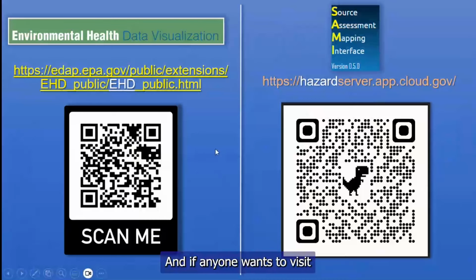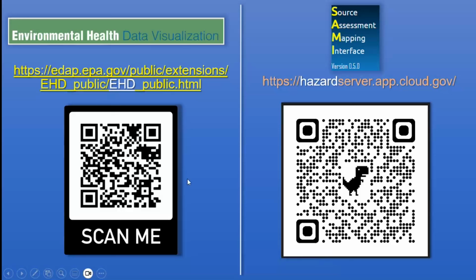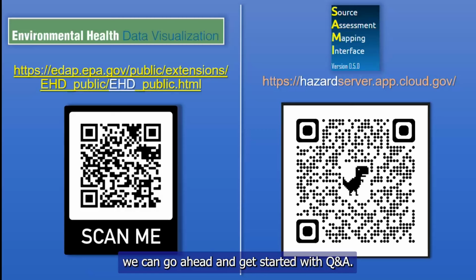And if anyone wants to visit either of the tools, do know that we are working on getting information into SAMI, so it's relatively empty, but all of the water variables that we are looking to add have been added to RED, and so this is the QR code for RED. I will leave this up here and we can go ahead and get started with Q&A.